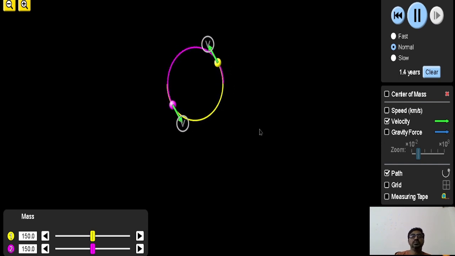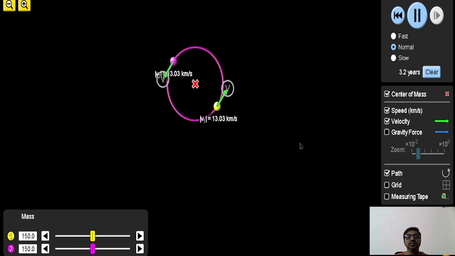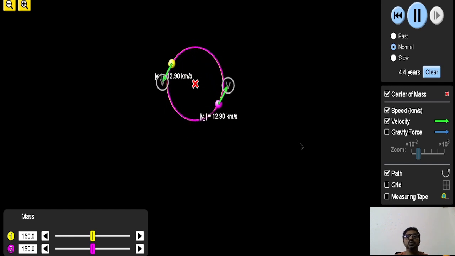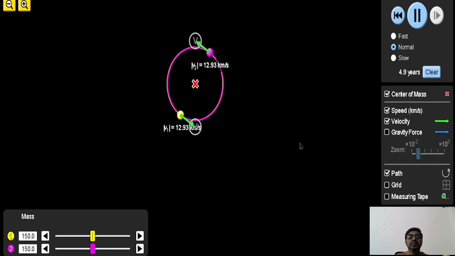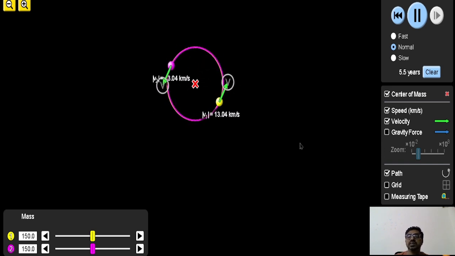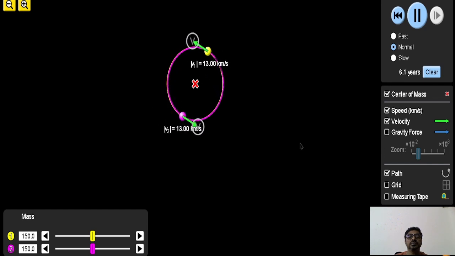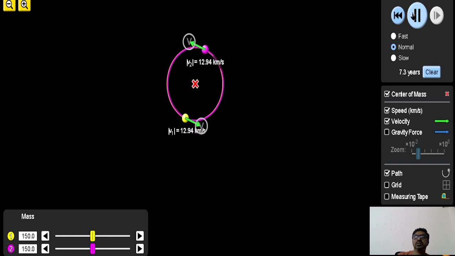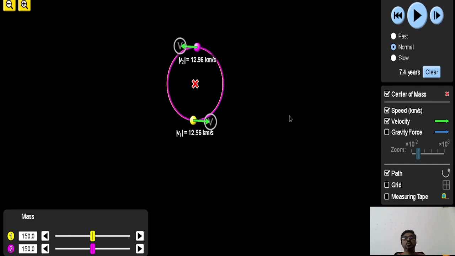Now you see that both of them are going with equal speeds. Center of mass is in the middle. They seem to be going almost on a single path. The path is approximately a circle now. At any moment, if you observe, are they having the same speeds? Yes, 12.9 and 12.9. At any other moment, 12.96 and 12.96. They have equal velocity magnitudes, but they are moving in opposite directions.